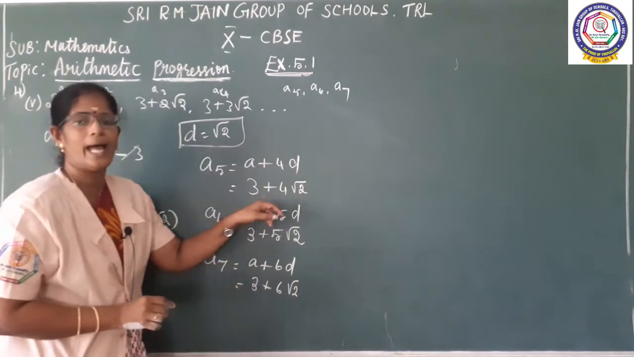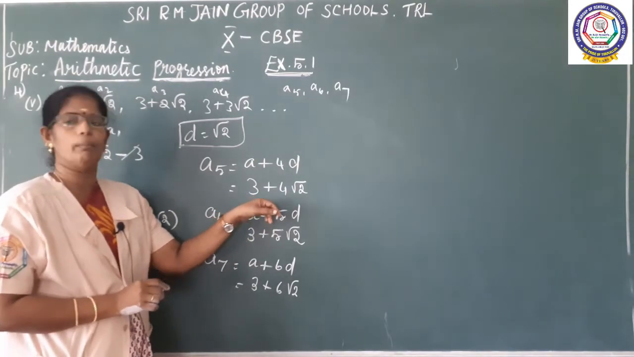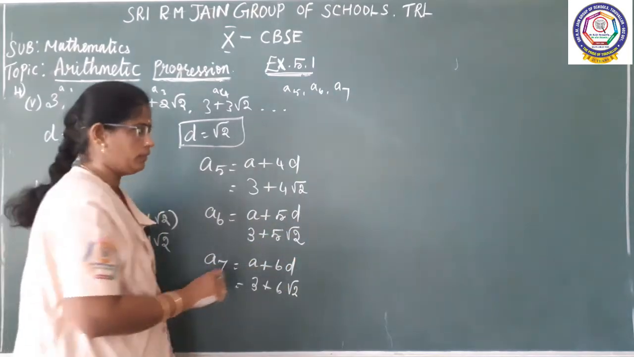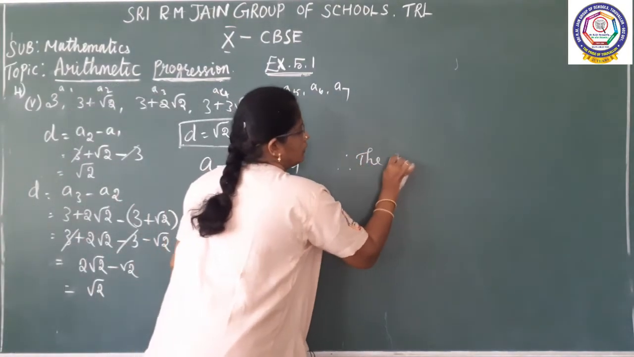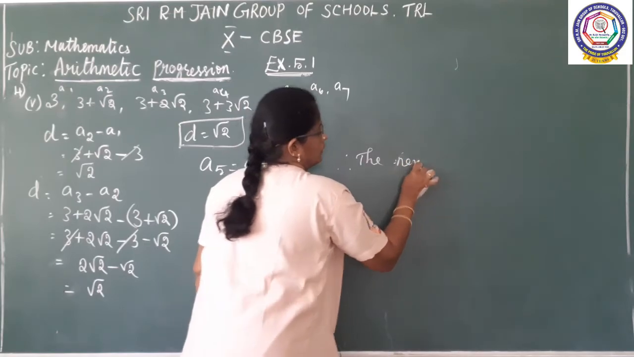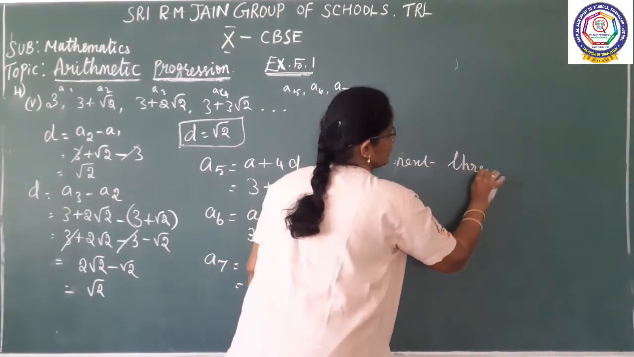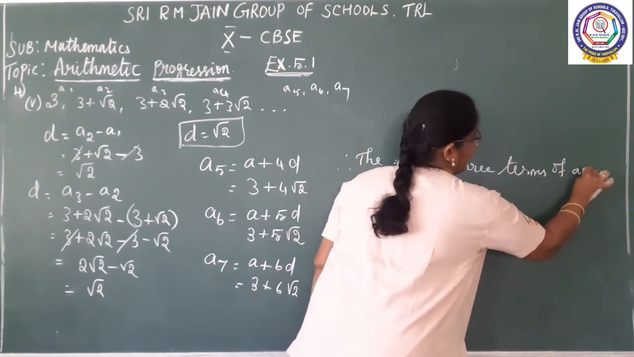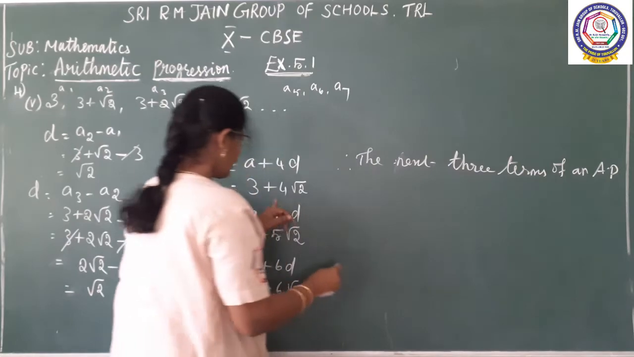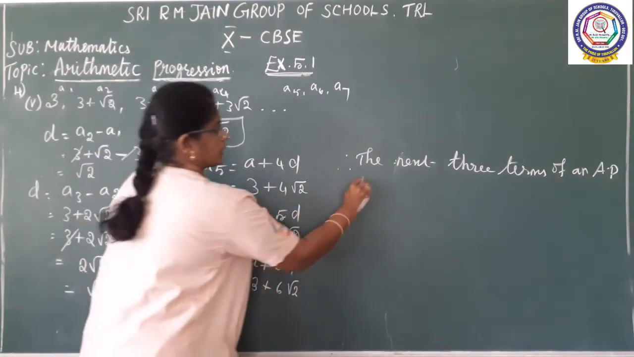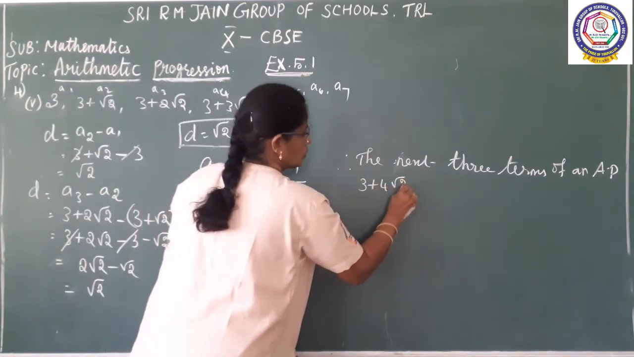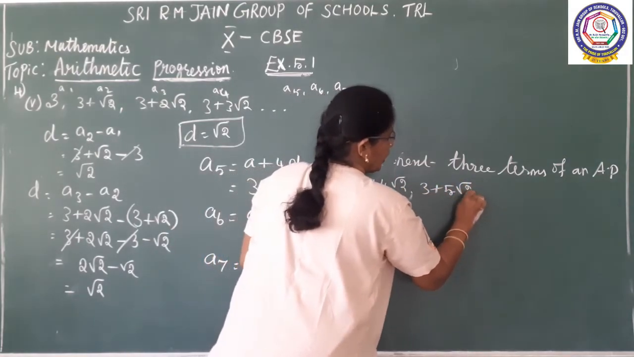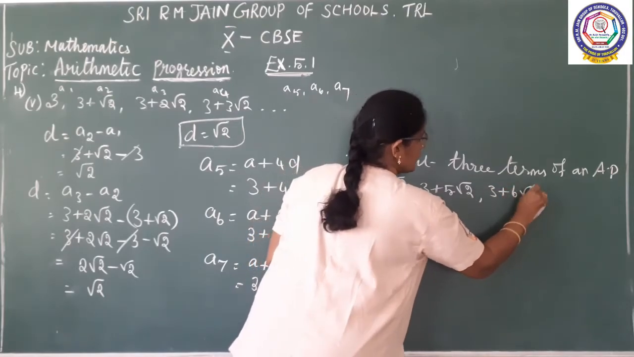Root 2. So we can't add this one because this is a rational number and this is an irrational number. The sum of a rational and an irrational number is irrational only. Therefore, the next three terms of an AP, A5, A6, A7, we have to write 3 plus 4 root 2, comma, 3 plus 5 root 2, comma, 3 plus 6 root 2.